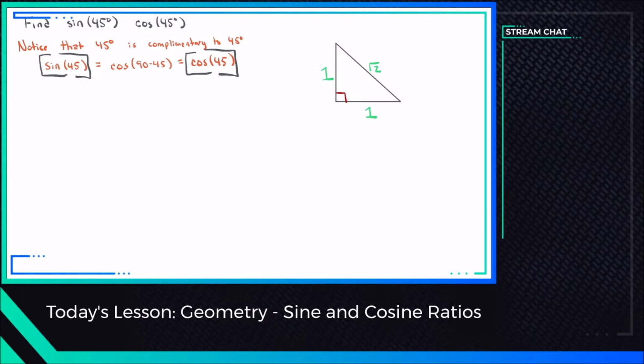And so the sine of 45 is going to equal the opposite leg over the hypotenuse, which is equal to 1 divided by the square root of 2, which equals the square root of 2 over 2, which is approximately equal to 0.7071.